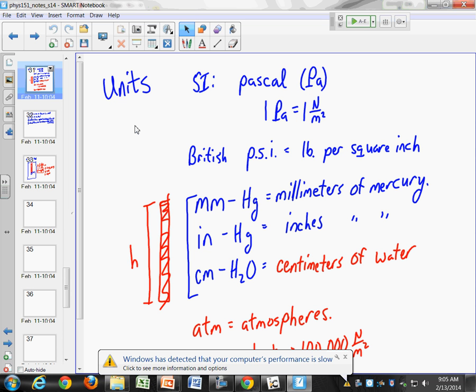We'll also look at atmospheres. Atmospheres are also due to the height of a column, but in this case, it's going to be the height of a column of air that's over your head.